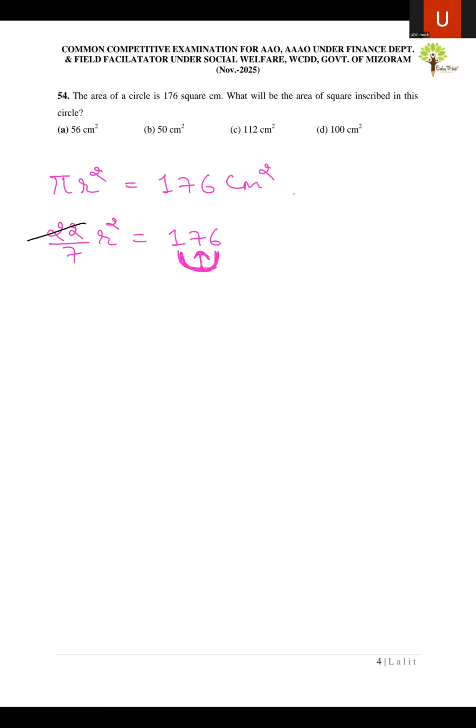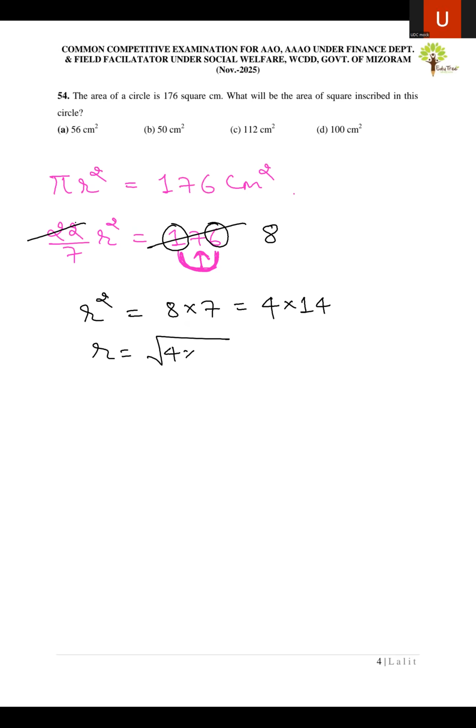Now, whatever the first and last digit is written, this makes 16. Just do half of 16 and that will be 8. So this will be 22, 8 times. So r squared equals 8 multiply 7. And we can say this will be equal to 4 multiply 14. Right. So r equals square root of 4 multiply 14, that is 2 root 14. This is the value of r.